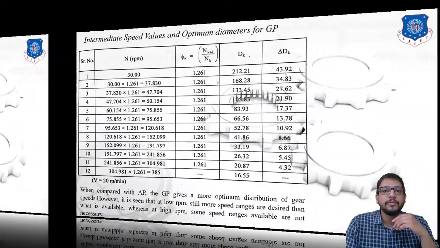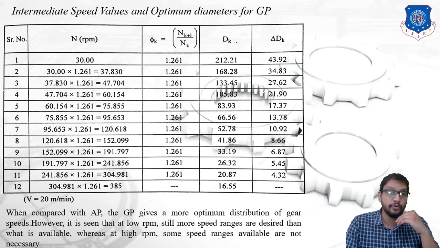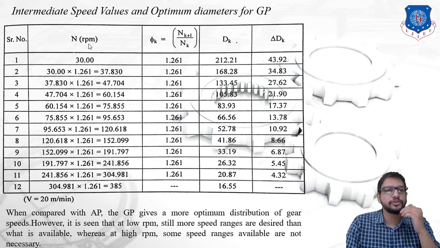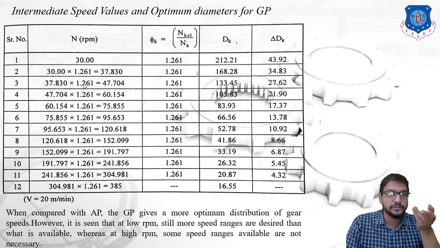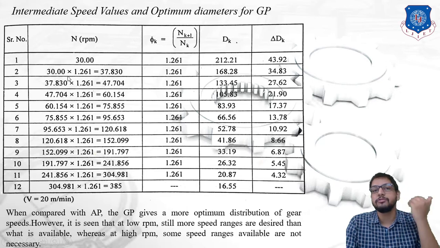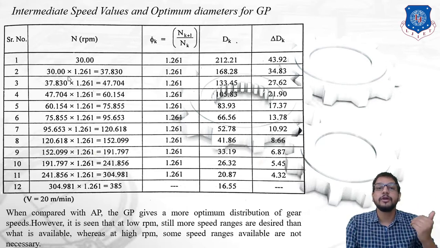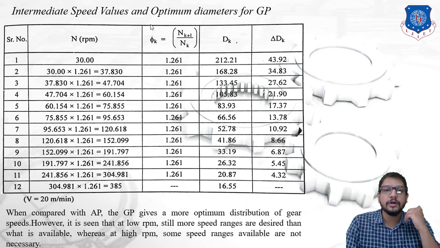Now, let us see. I have shown a table based on this, as we have even discussed a similar case for arithmetic progression. The same example I have taken. As you can see, I have shown the 12 speeds which we are going to calculate using our geometric progression law, which means the initial speed n1 is given and the final speed n max is given, that is 30 and 385, right? Now we have determined phi, so you can see that in determining every speed, we are going to multiply by a constant gear ratio, that is 1.261. This is going to provide the intermediate speeds from n1 to n12, by using our equation, that is n2 is equal to n1 phi, n3 is equal to n2 phi, n4 is equal to n3 phi, right? So this is how we have determined it. Now, the second column is of the gear ratio, that is phi, which we know is nk plus 1 upon nk, the ratio between two successive spindle speeds.